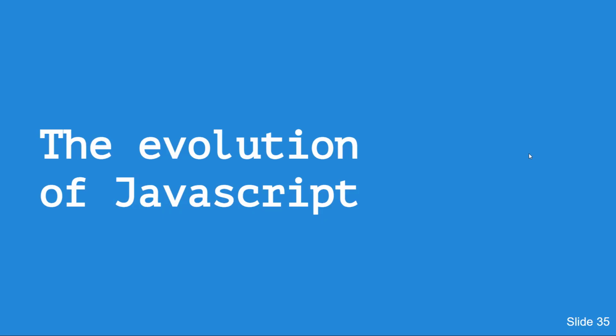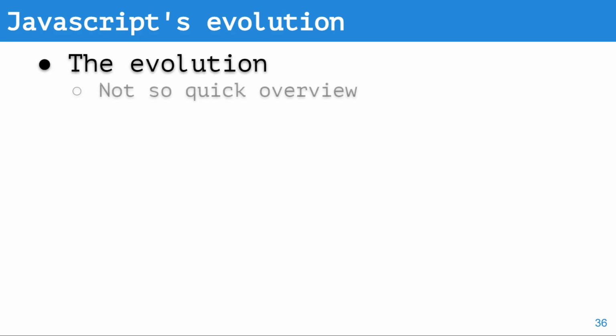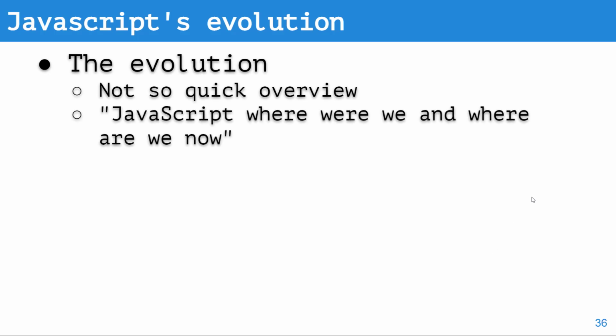So what I'm going to do now is talk about the evolution of JavaScript. So we said 2 core things. Cloud, so we kind of covered that all the way up to platform level. Now we'll talk about modern web development, WMD. So we're going to talk a little bit about JavaScript's evolution. And so for the evolution, I have a not so quick overview, and I talk about JavaScript, where we were and where we are now.